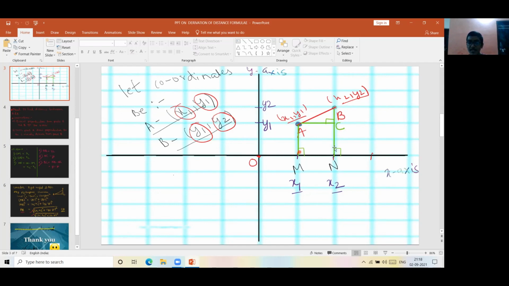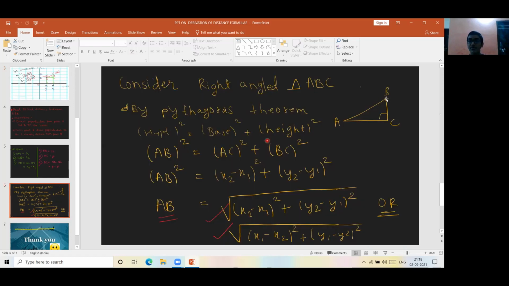Now if you only consider this right angle triangle, triangle BCA, I have zoomed this figure. Triangle BCA is right angled at angle C. Now by Pythagoras theorem, the hypotenuse square is equal to the sum of squares of base and height. In this triangle the hypotenuse is AB, so AB square is equal to base AC square plus height BC square.